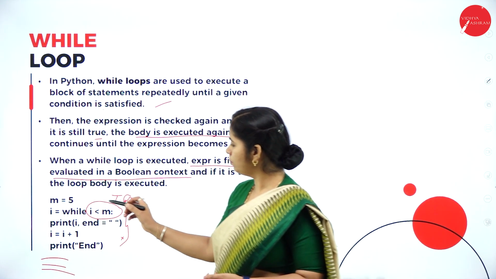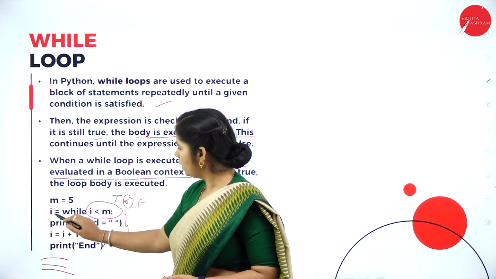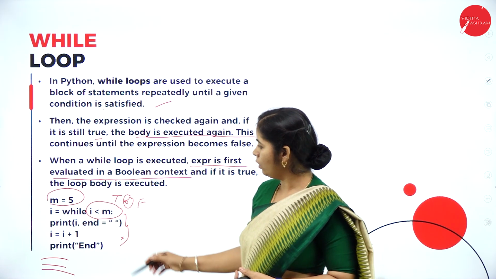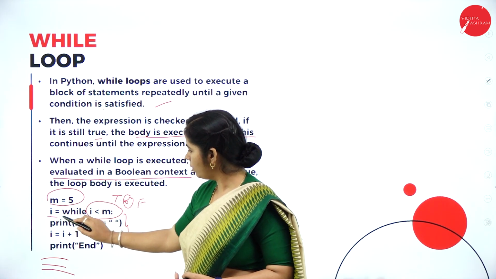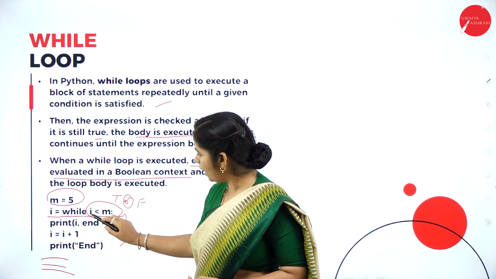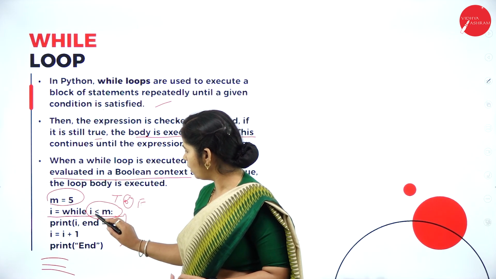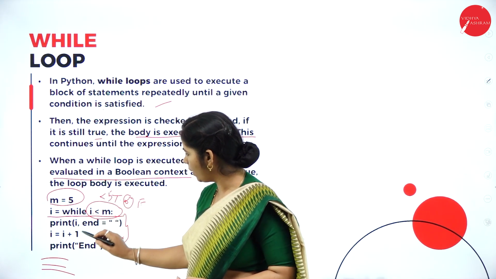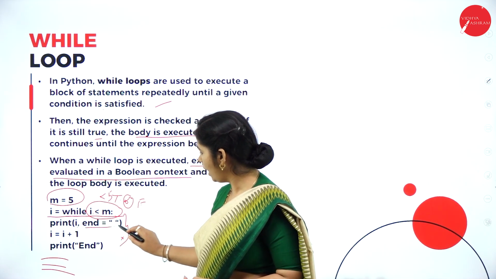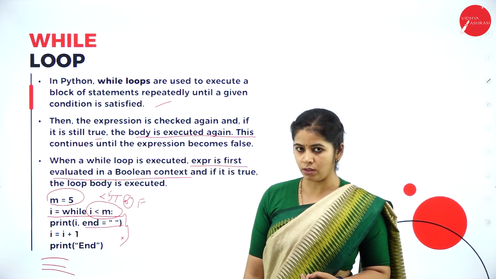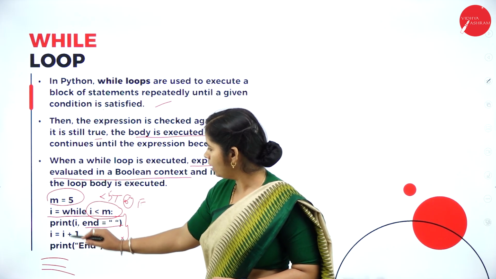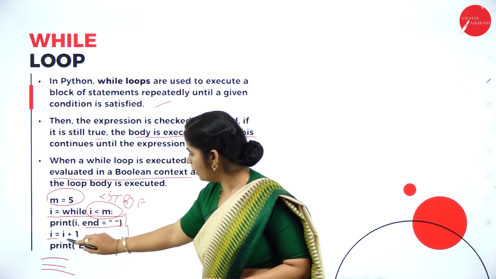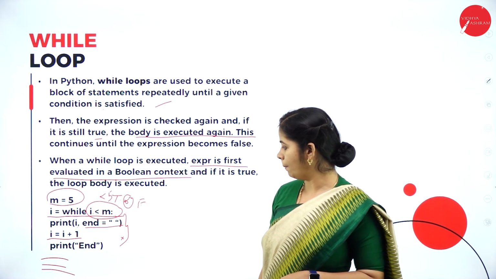Okay, this is an example where M is equal to 5. The value of M is 5. So I am taking while I is less than M. That is, my I value should always be less than 5. Print I till the end of the line. You have to print how many times? 5 times, incrementing the value of I each time.